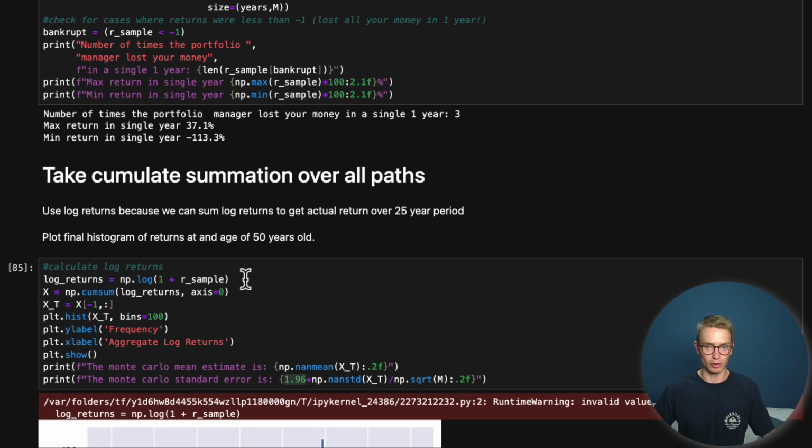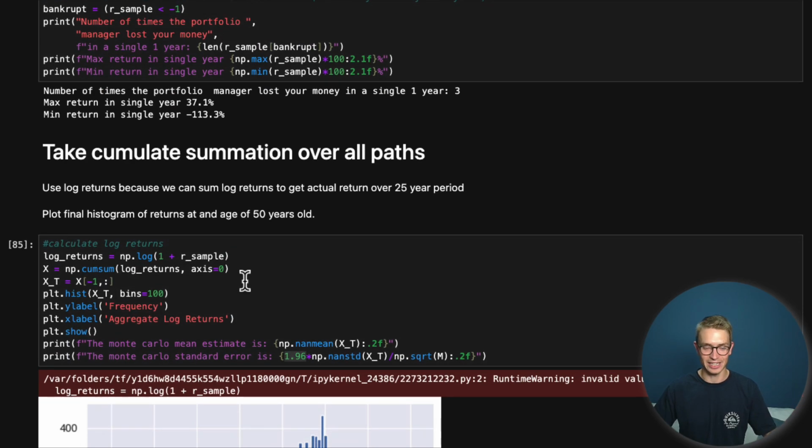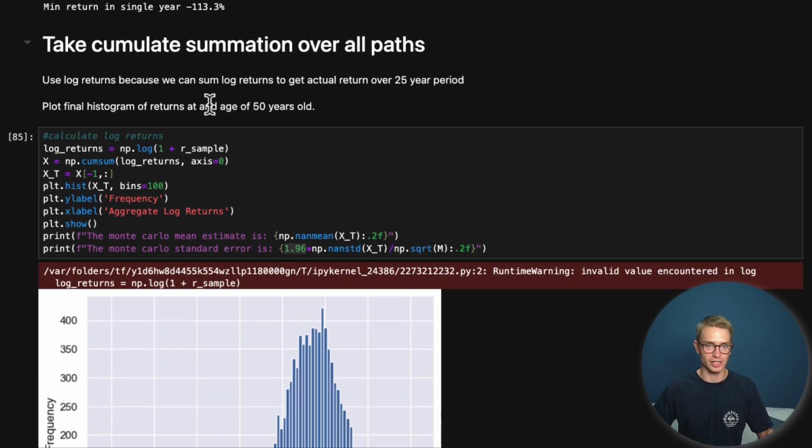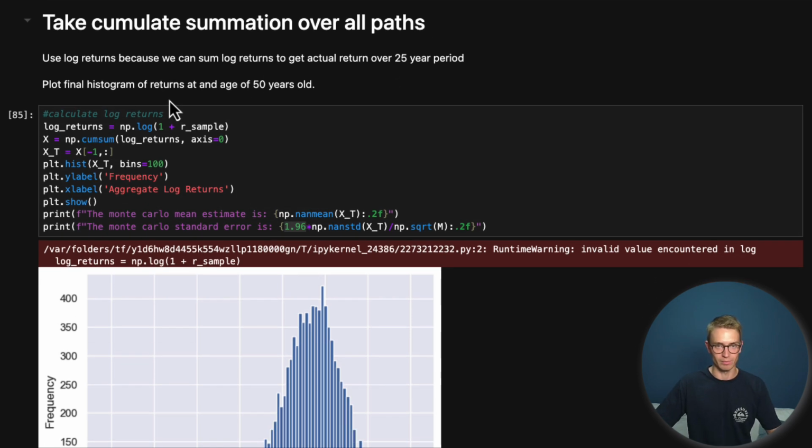for all those samples where we actually had a continuation and we made it to the end of the holding period, let's take the accumulation, the summation over those paths. So we're going to take the log returns because we can sum the log returns to actually get the total return over the 25 years. We've made a video on that before. Please check our channel out.